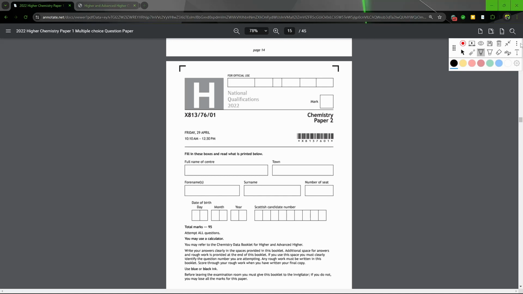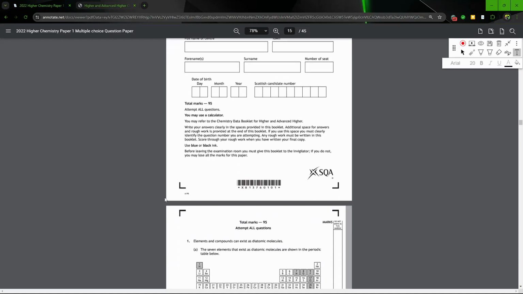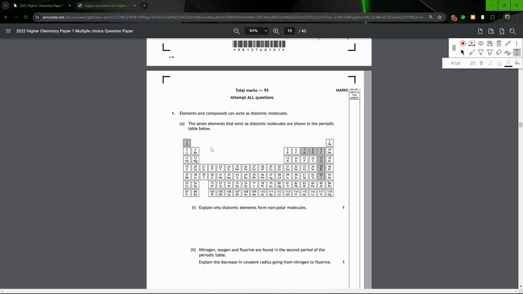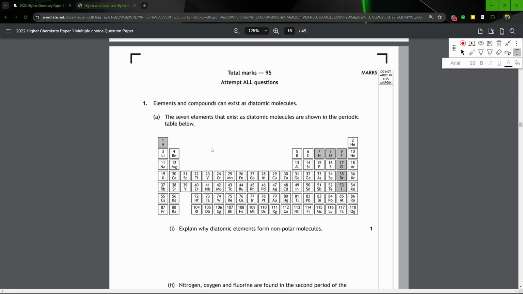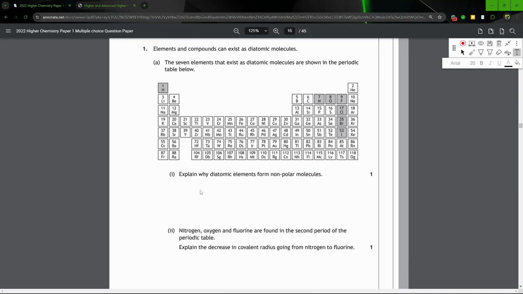So yeah, this is going to be a full walkthrough of the entire paper, and we'll get straight into it. So, question 1. Elements and compounds can exist as diatomic molecules. The set of elements that exist as diatomic molecules are shown in the periodic table below. Explain why diatomic elements form non-polar molecules.